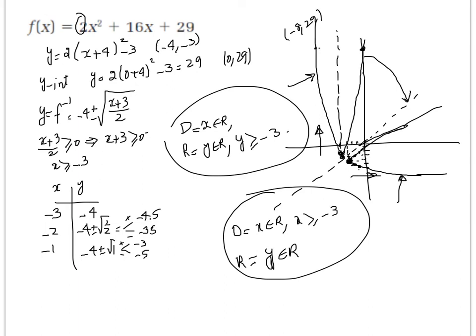And if you compare the domain and range of the original function, which is this one, and the inverse function, you can see that the domain and range are flipped. For the original one, the domain was x in R, but for the inverse one, the range is y in R. For the original one, the range was y in R and y greater than or equal to 3, but for the inverse one, the domain now is x in R and x greater than or equal to negative 3. And this fact is true for any type of function.